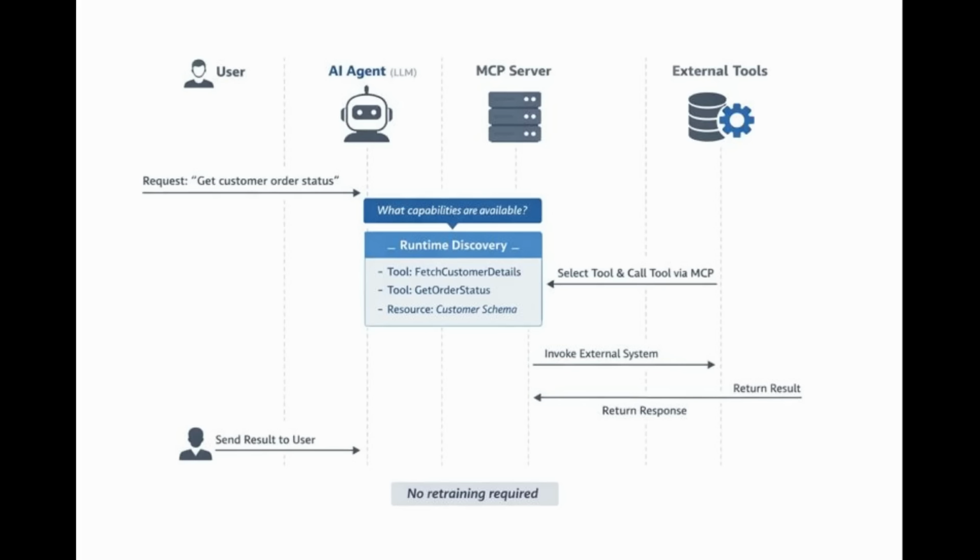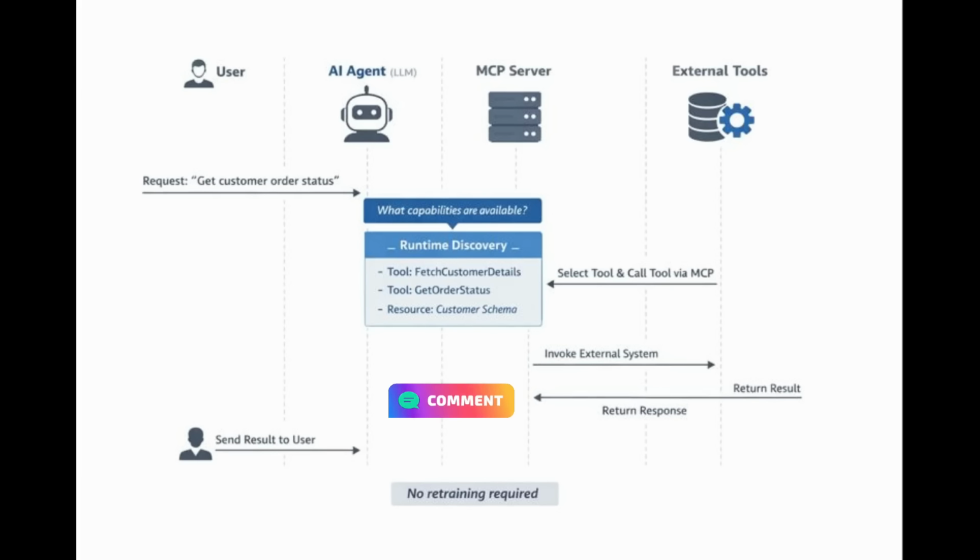Let's understand how AI agents use MCP behind the scenes. It starts when a user sends a request like get customer order status. The AI agent first understands this goal, then it asks the MCP server, what capabilities do you have? This is called runtime discovery, which we have discussed before. The MCP server responds by listing available tools and resources.